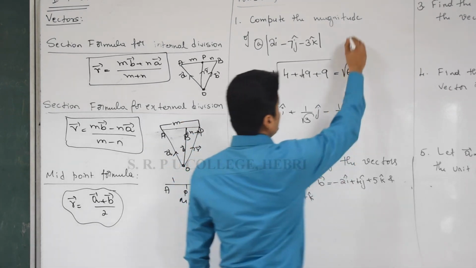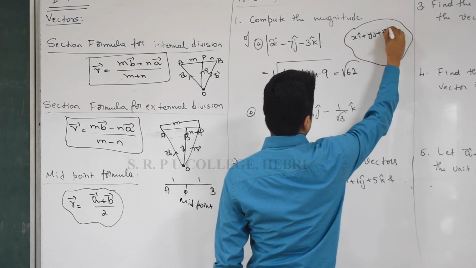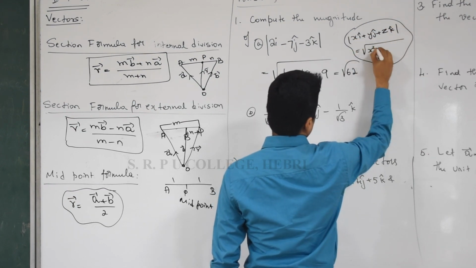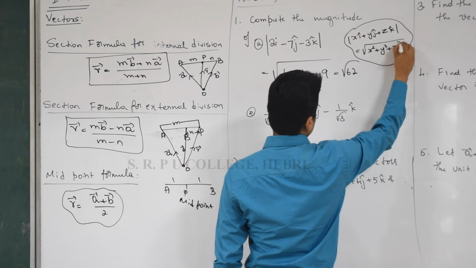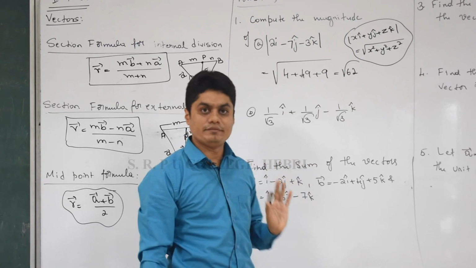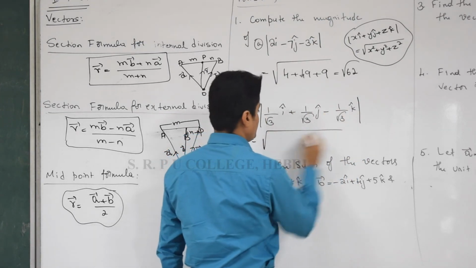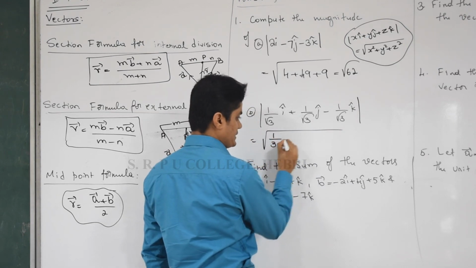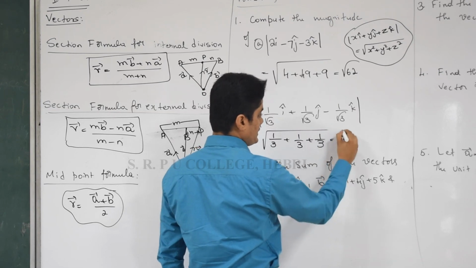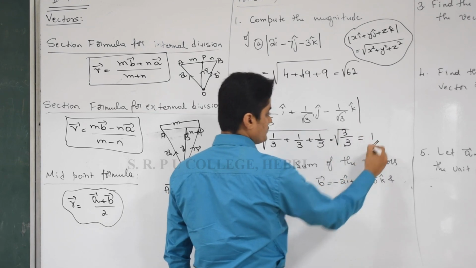What is the formula? I hope you remember: if the given vector is xi plus yj plus zk, its magnitude is square root of x square plus y square plus z square. Use this formula and very easily you will get the magnitude of the vector. Got it? Very good. What is the magnitude of this vector? Square root of (1 by root 3) whole square, that is 1 by 3 plus 1 by 3 plus 1 by 3. So it is 1 by 3 three times, so it is 3 by 3, which is equal to 1.